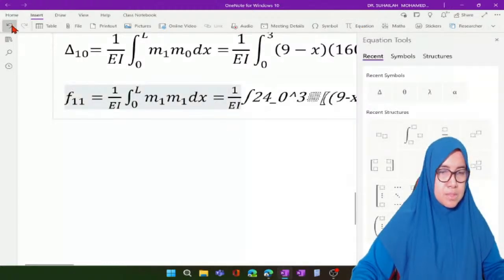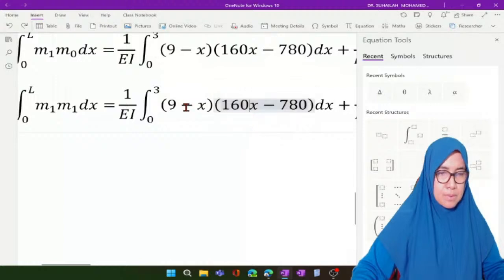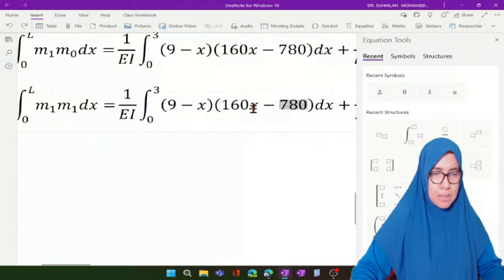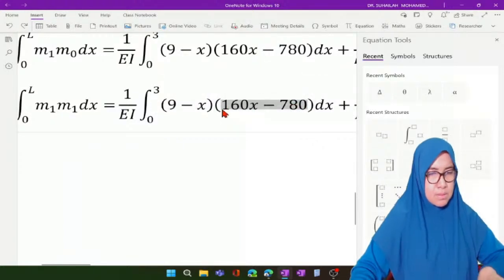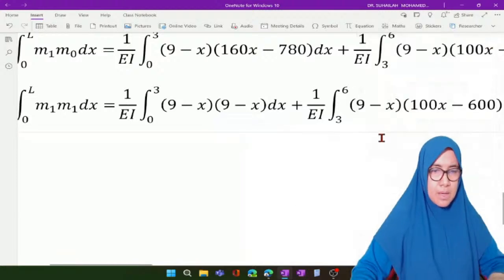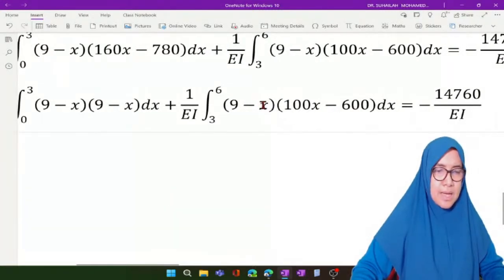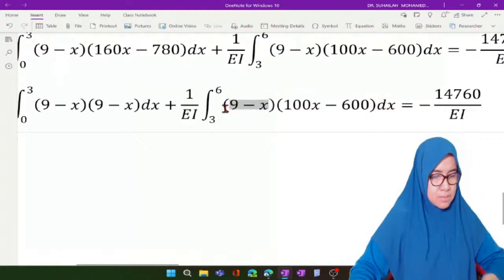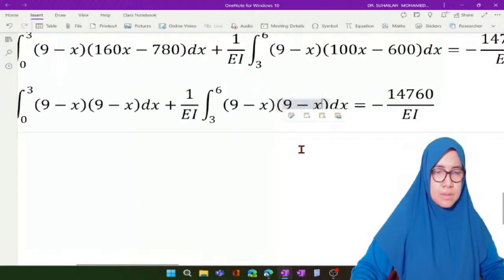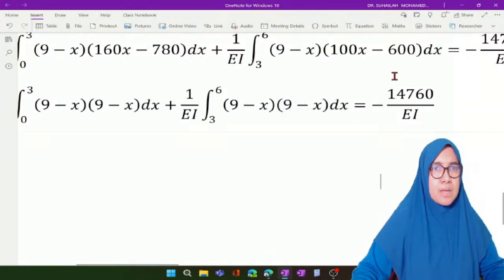What happened to this? Wait. Okay, doesn't matter. I just copy and put back here. It is 9 minus x, and it is 9 minus x squared, because it is M1 times M1. So what is the answer?